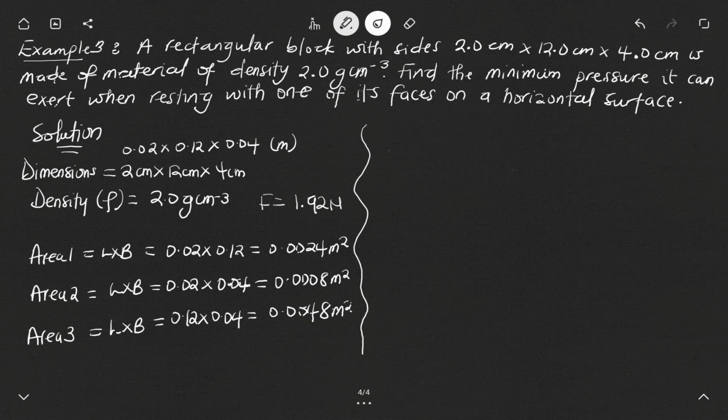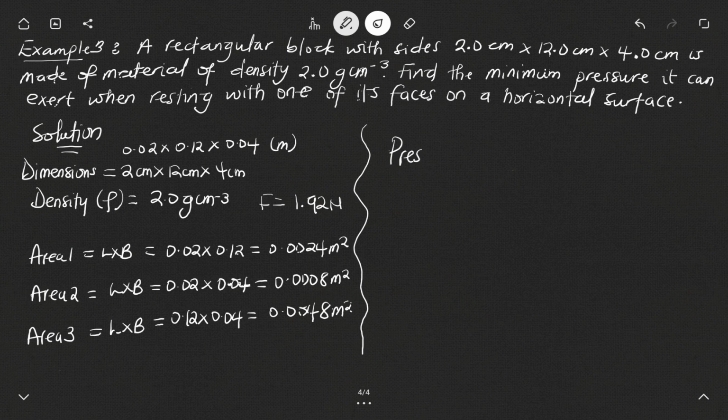But let's go ahead and calculate pressure 1, pressure 2, and pressure 3. Some students will just go ahead and make the deduction that because pressure is inversely proportional to the area, the highest surface area will give us the least pressure, and hence area 3, which has the highest surface area, will give us the minimum pressure, and then they will just do that calculation straight. But let's go ahead and see that for ourselves.